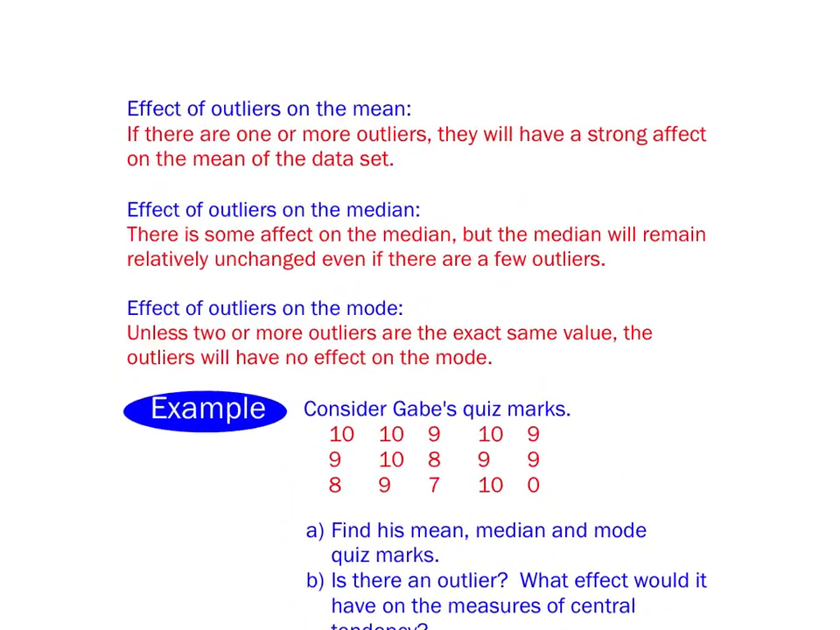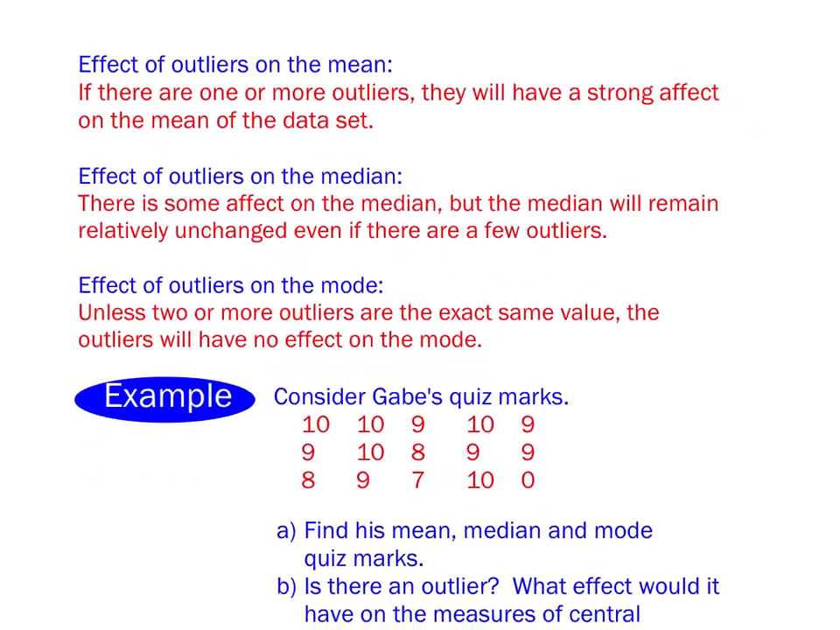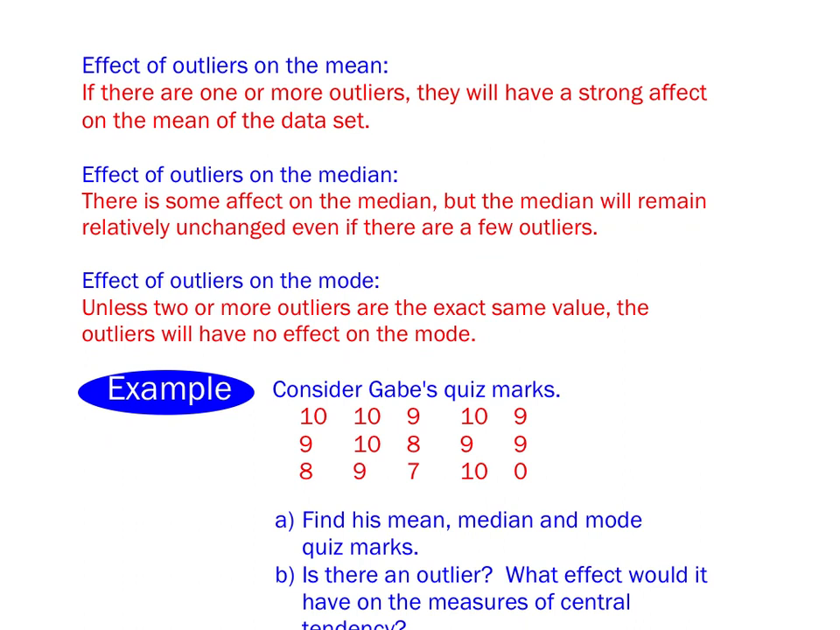So here is an explanation of the effect of the outliers on each of the three measures of central tendency. If there are one or more outliers, they will have a strong effect on the mean. That's true. Outliers have a strong effect on the mean. We saw that. There is a definite difference in the mean by getting rid of the outlier. Okay? How about on the median?